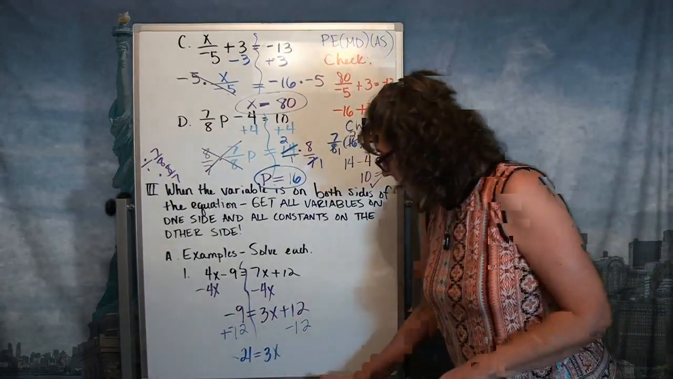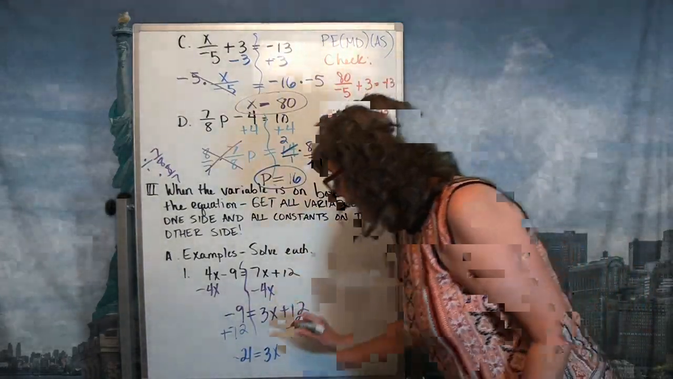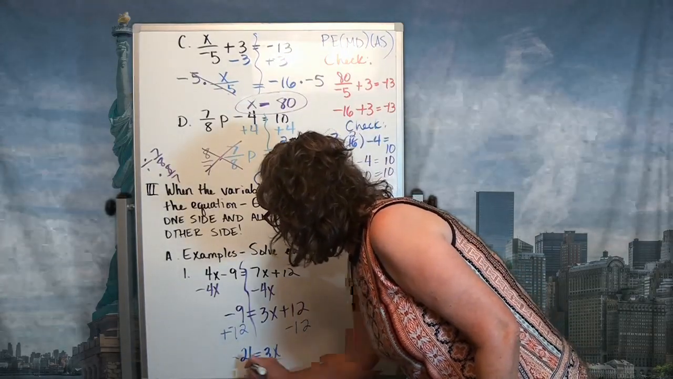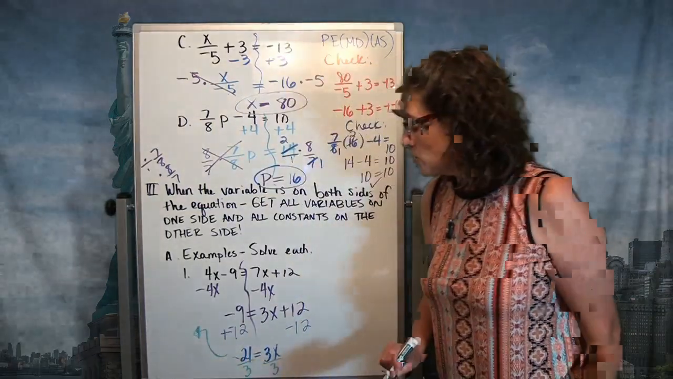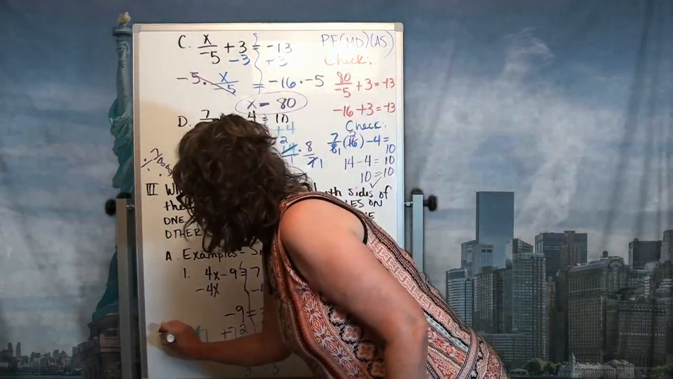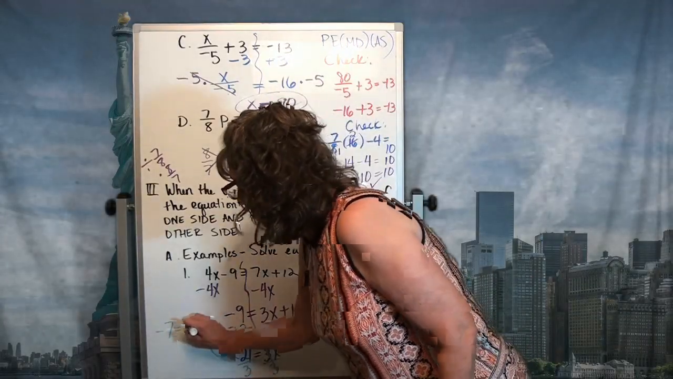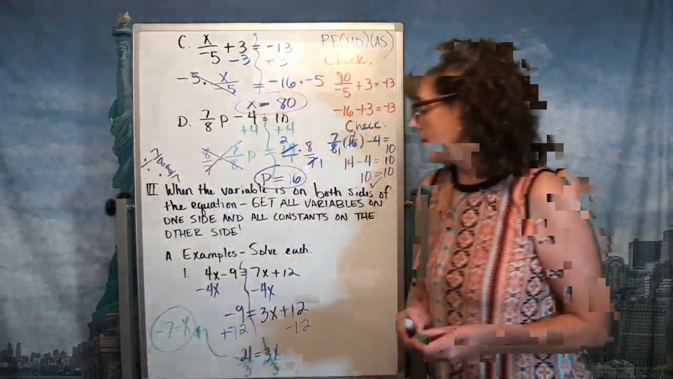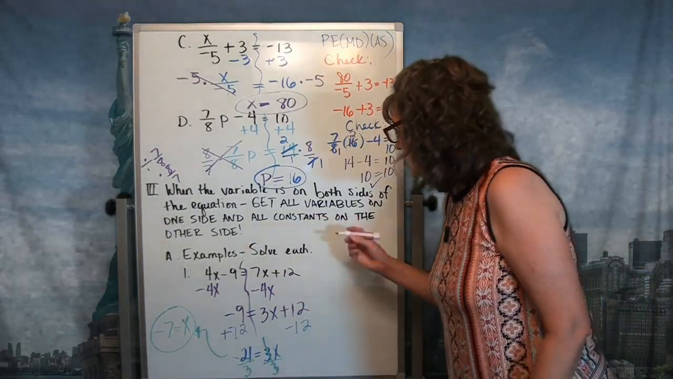Now, in order to get that x by itself, in other words, a coefficient of positive 1, I'm going to divide by 3 and divide by 3 here as well. And when I do, negative 21 divided by 3 is a negative 7. And 3 divided by 3 cancels, and I'm left with an x. There it is. And just like every other time, we can check to make sure this is right.